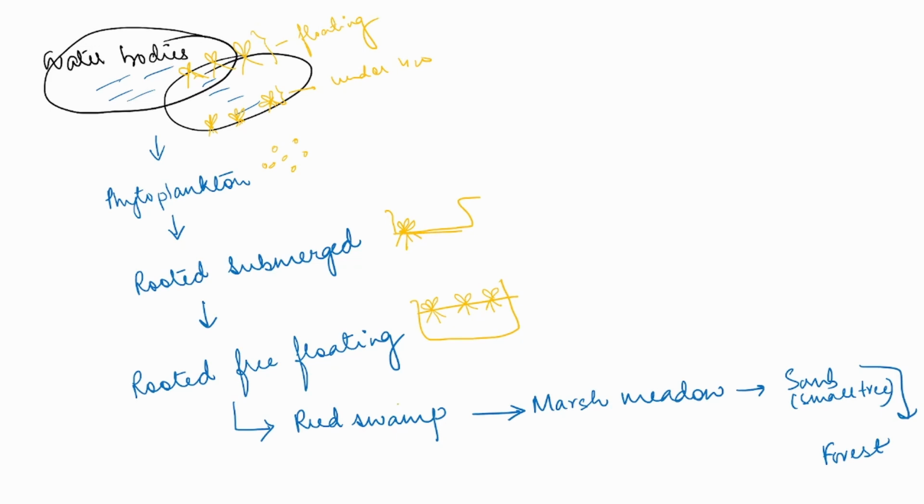Clear? Now after some time you will see the reed swamp stage. Reed swamp stage means you will see long bamboos, tall trees or long bamboo kind of thing. Reed swamp. Then marsh meadow. Marsh meadow is a muddy area with long grass.